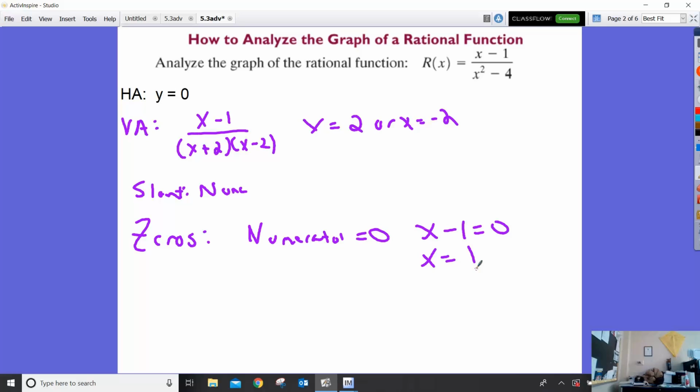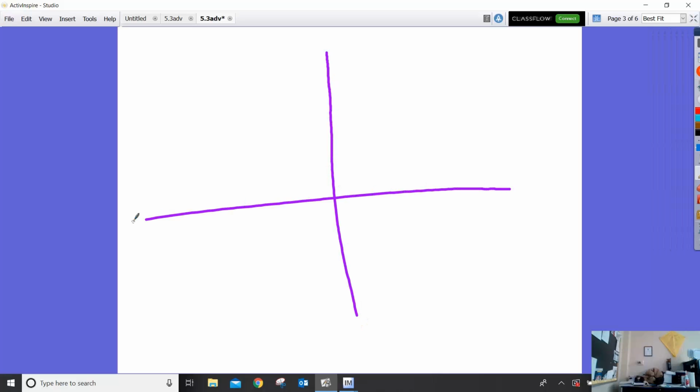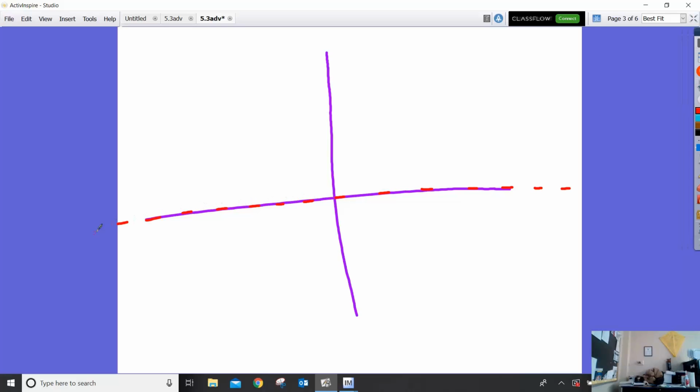And I think that just about covers it. I think next we'll want to make a table, but I am going to plot what I have. So that'll help me make the table. You guys probably have lots of free space somewhere on that page. I'm going to graph what I know of. I have a horizontal asymptote at y equals 0.